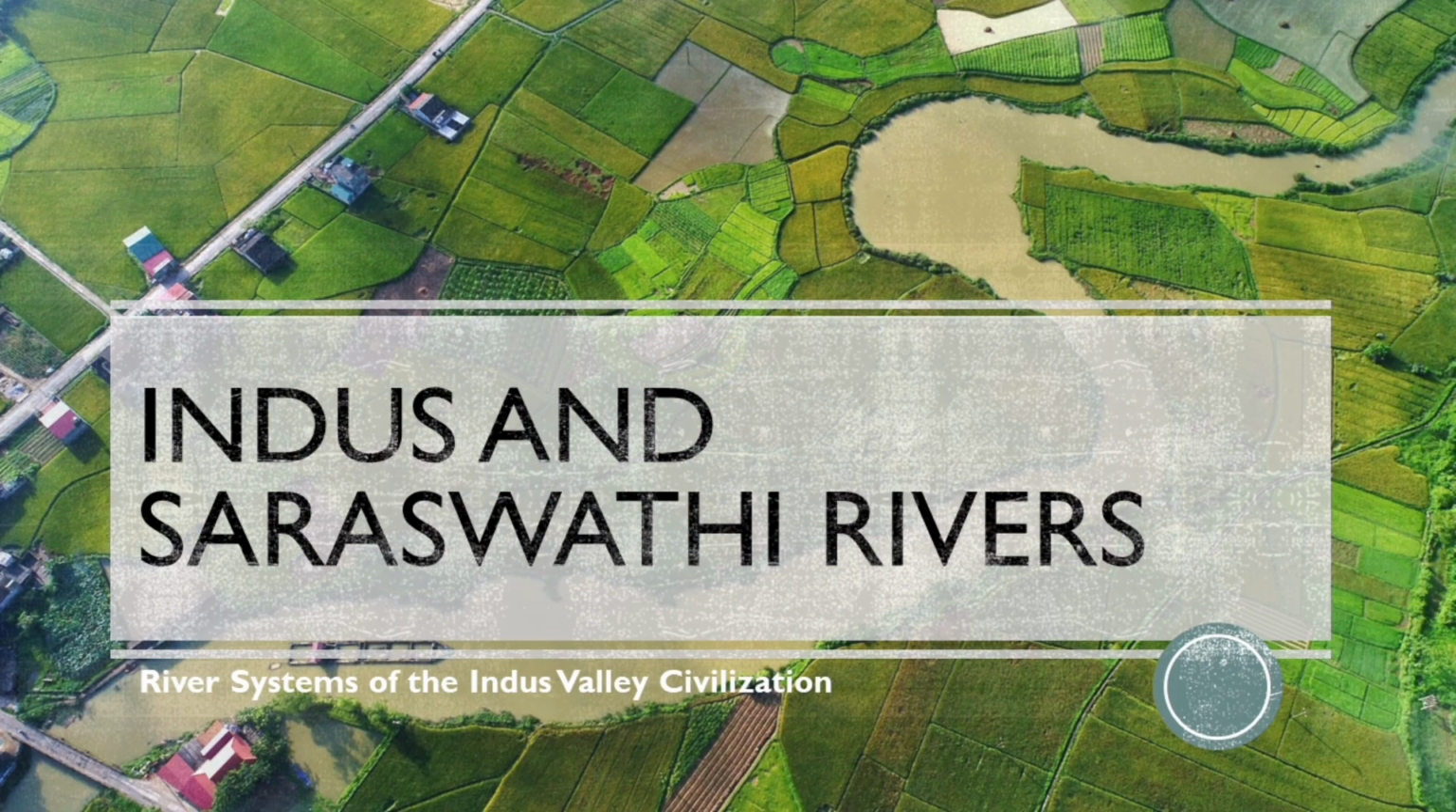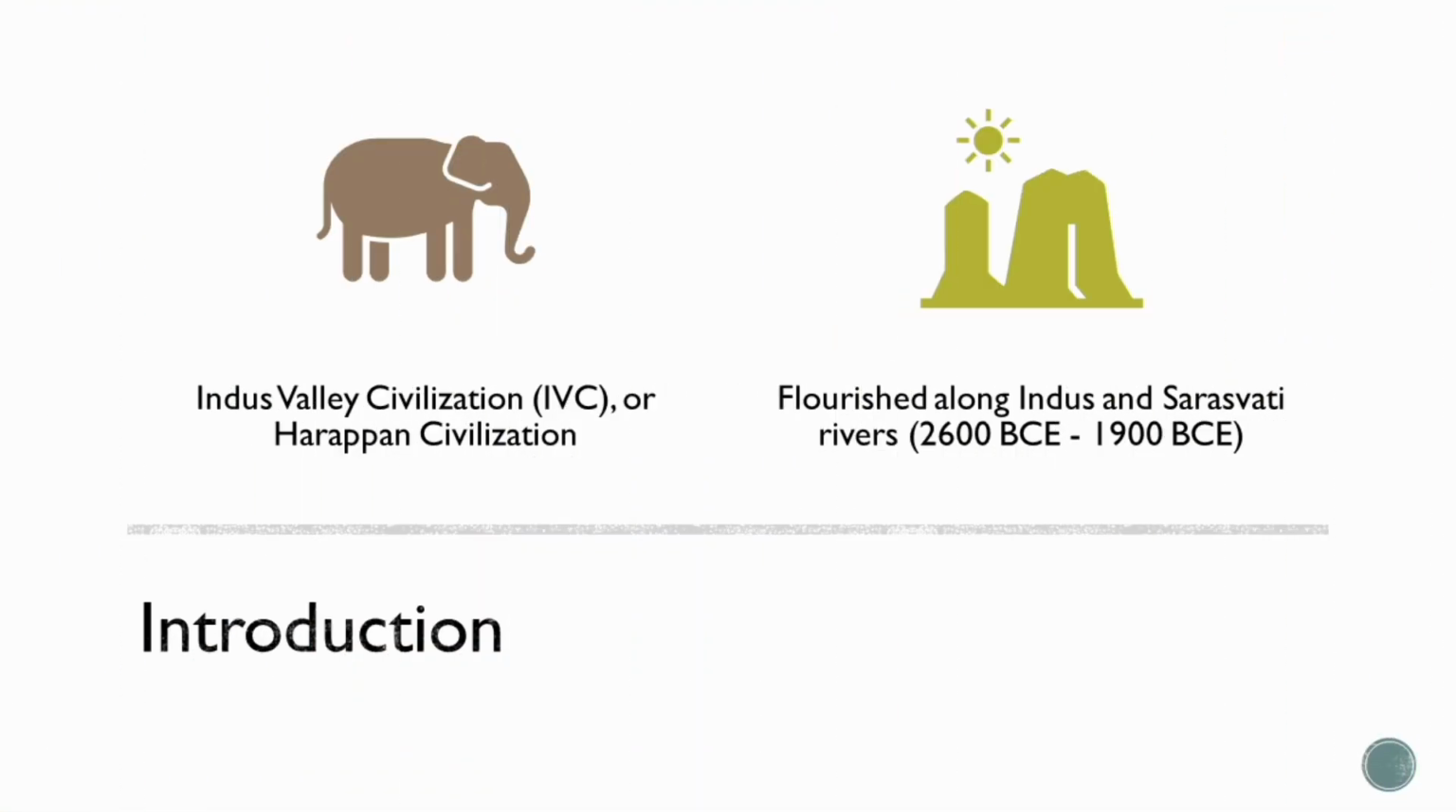River systems of the Indus Valley Civilization. The Indus Valley Civilization, also known as the Harappan Civilization, flourished along the banks of two major river systems, the Indus River and the Saraswati River. These rivers played a crucial role in shaping the development and sustenance of the ancient civilization, which existed from approximately 2600 BC to 1900 BC.